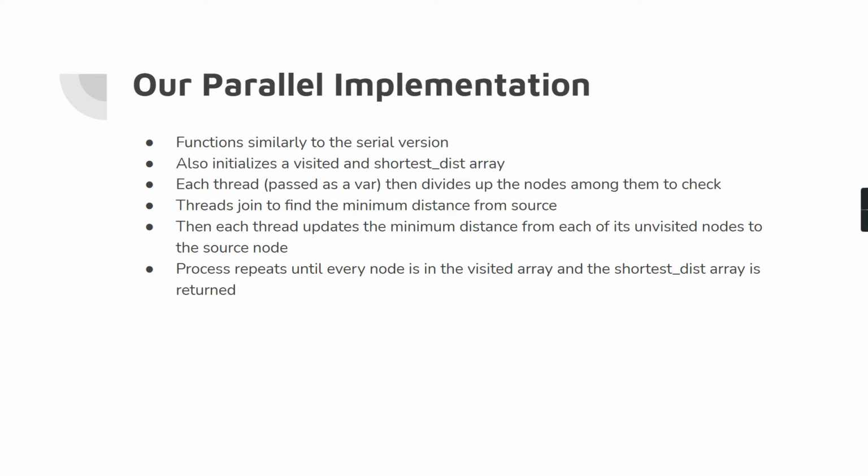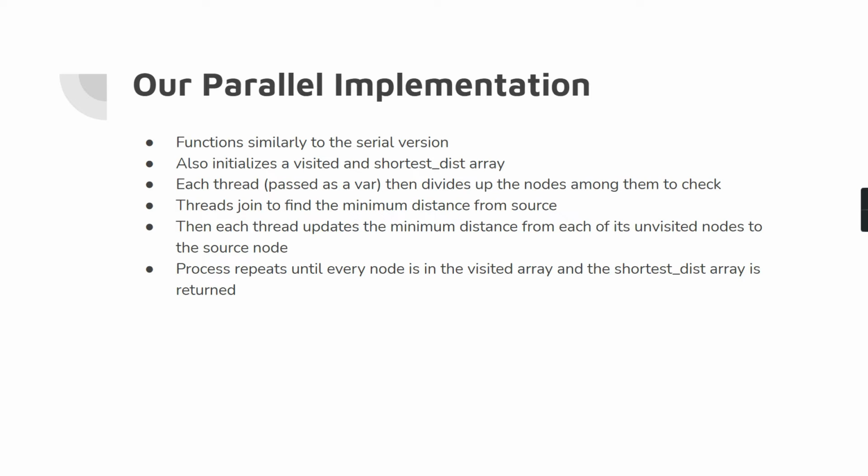So our parallel implementation functions really similarly to the serial implementation. We also initialize a visited and shortest distance array, but what's different in our parallel implementation is that each thread that's created will divide up the nodes among them. They should each get an equal subset of the nodes, and the parts of this algorithm that are able to be split up and not happen in a certain order are done in a parallel way.